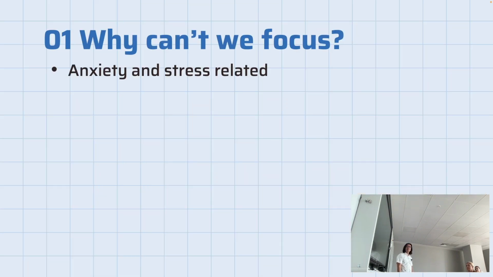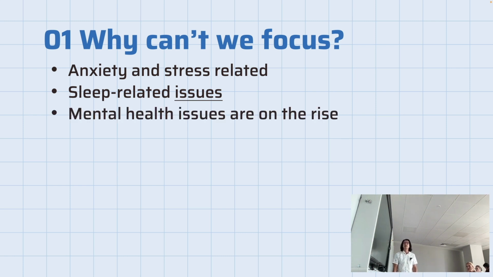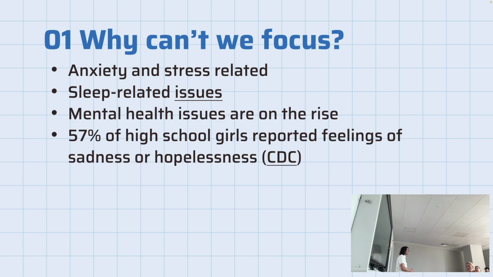So yeah, why? Anxiety and stress related, right? So a lot of these distractions are caused by our own anxiety, stress, sleep-related issues. This can also lead to sleep-related issues, right? Being distracted. Mental health issues are on the rise. 57% of high school girls reported feelings of sadness or hopelessness. Okay, this is like a whole Facebook thing. Huh?